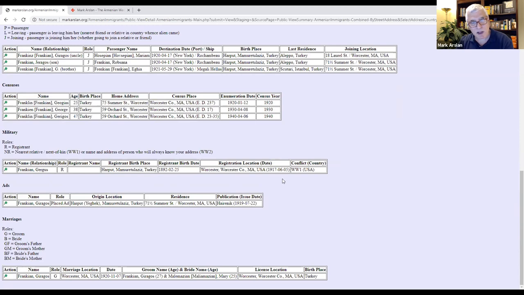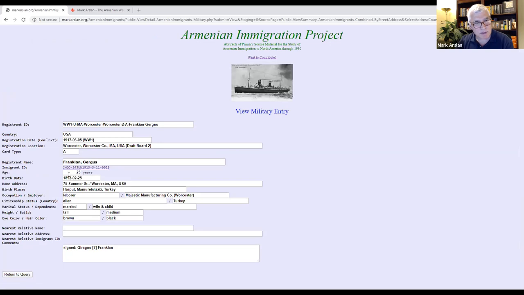We can see a World War I draft registration, 1917, for Giragos. If we want to see what that looks like, we can see that his dependents were a wife and child. He was working as a laborer for some manufacturing company. And he gives a birth date there. Is that the same birth date he gave in other records?